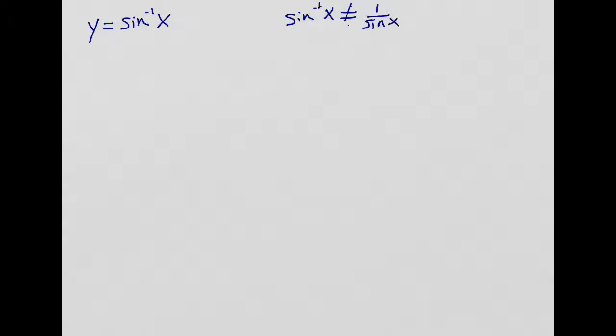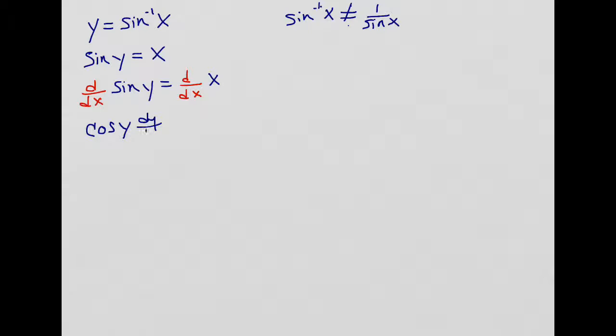So instead, in order to take this derivative, we're going to have to say that the sine of y is equal to x. We're just going to take the sine of both sides, and now we can use some of our implicit differentiation to say that d dx of the sine of y is equal to d dx of x. So on the left side, the derivative of the sine of y with respect to x is going to be the cosine of y dy dx. And on the right side, this is going to come out to equal 1.